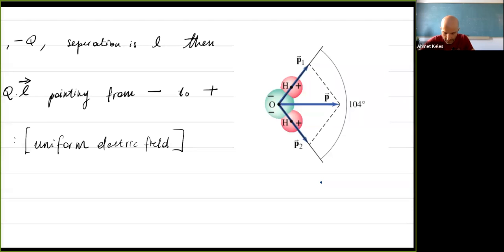And if you consider the definition of dipole, there's a dipole here like this, and another dipole like this. Since these two are vectors, we can make a vector addition to find the net dipole. And this angle happens to be about 104 degrees. Okay?